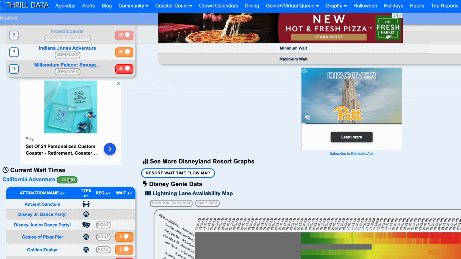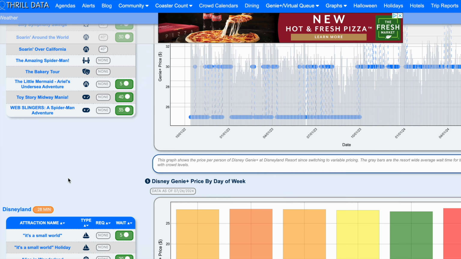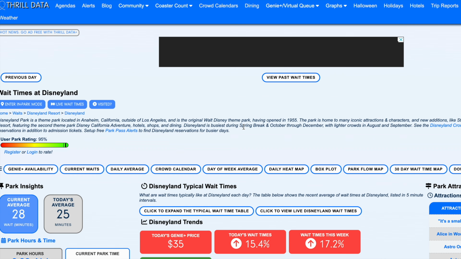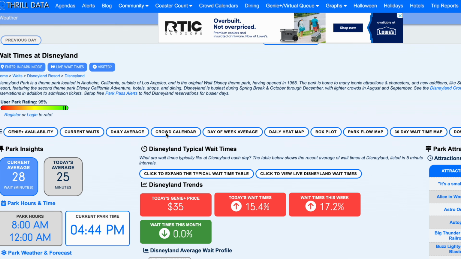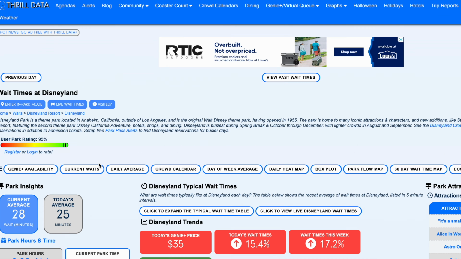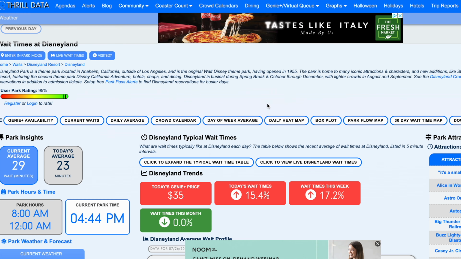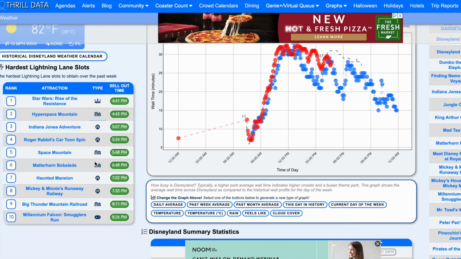But what I really want to see is exactly one park at a time. So I'm going to scroll down here and just go to Disneyland. Okay, so I'm going to look at Disneyland first. And now when we're on this page, it's telling us again, current day's stuff. So I want to go to the previous day. And then it does have along the left-hand side here, the hardest lightning lane ride slots to get.